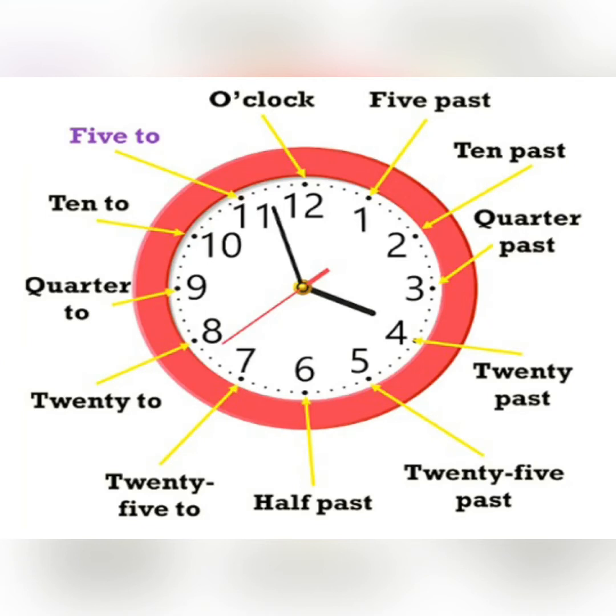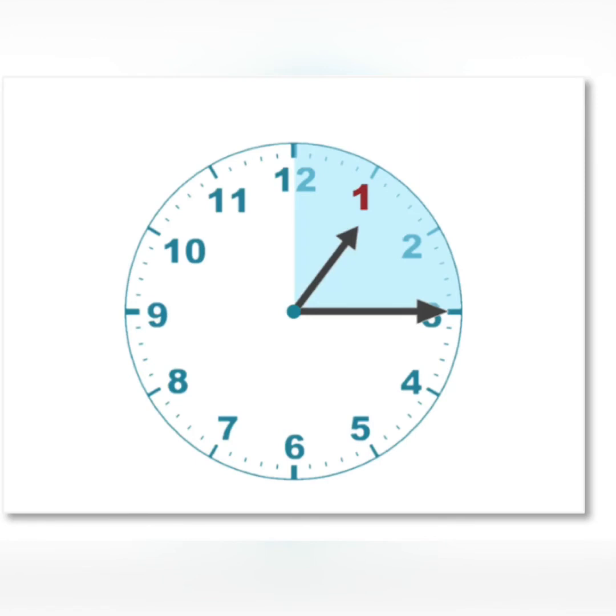So let us check the clock given here and tell the time. So in the given clock, we can see that the minute hand is at 3 and the hour hand is at 1. So we can say that the time in the given clock is quarter past 1, or as you all know, 1:15.